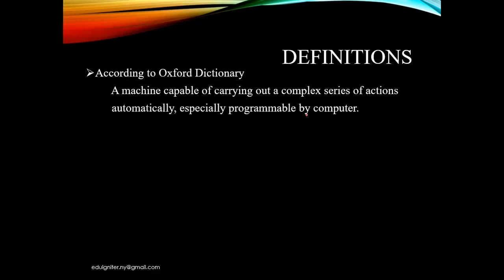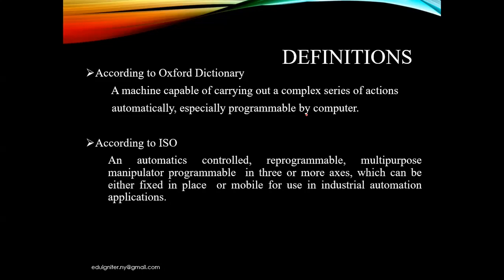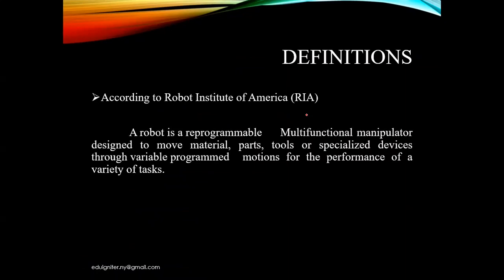Here are some definitions of industrial robots given by international bodies. According to the Oxford Dictionary, a robot is a machine capable of doing a series of complex actions and it is programmable by a computer. The next definition is by ISO: robots may be mobile or fixed for industrial automation, and have reprogrammable, multi-purpose, and automatic control capabilities. And the Robot Institute of America says robots do a variety of tasks through variable programmed motions.